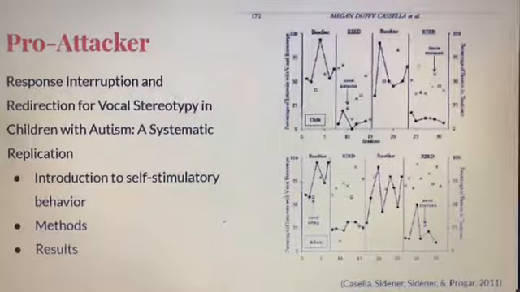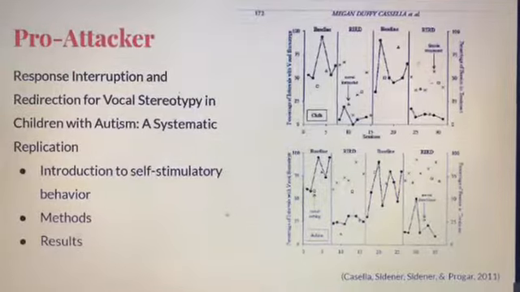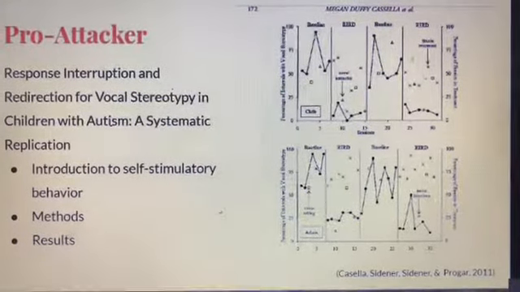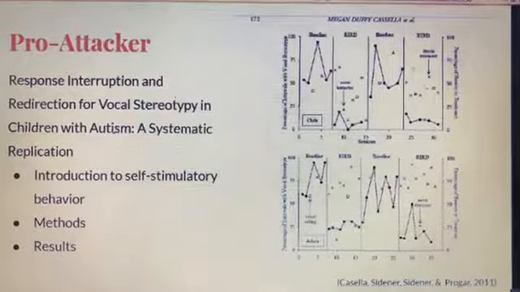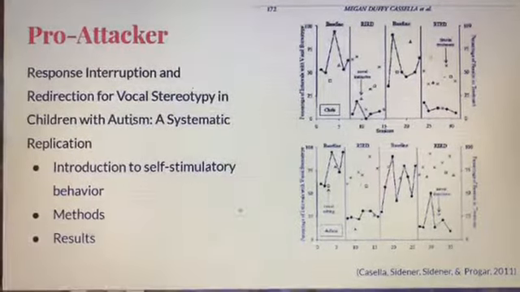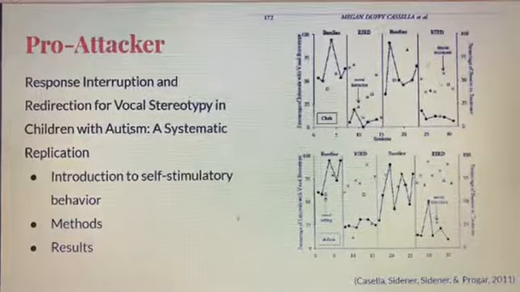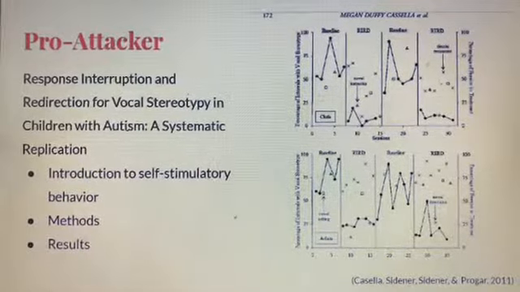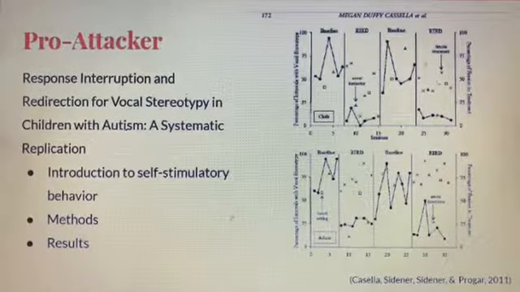If you have ever seen a person engage in unusual self-stimulatory behavior, you understand how socially significant it can appear. The graph in the study shows an immediate and effective decrease in the vocal stereotypy. The reversal design also demonstrates that the response interruption redirection intervention most likely caused the change in behavior.